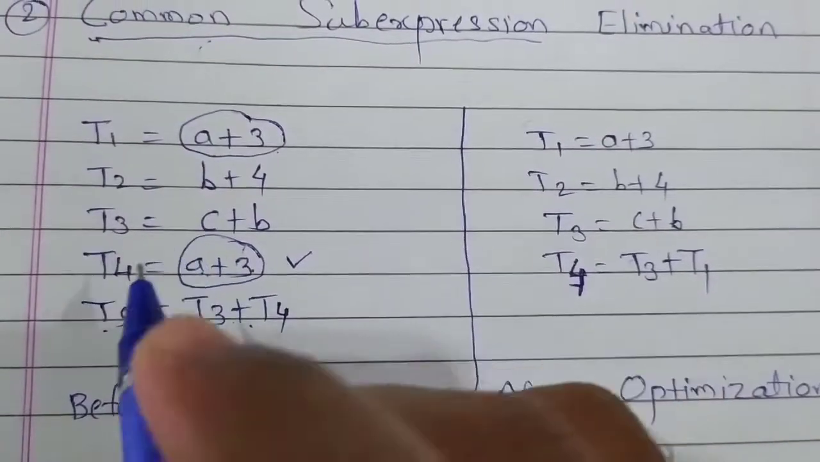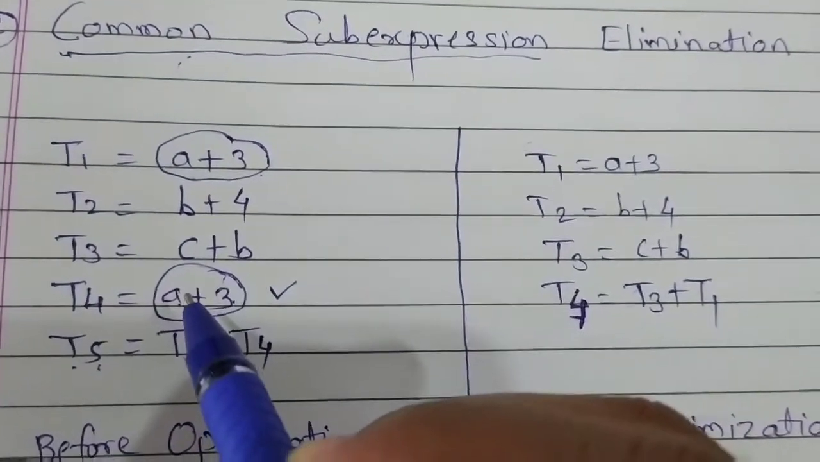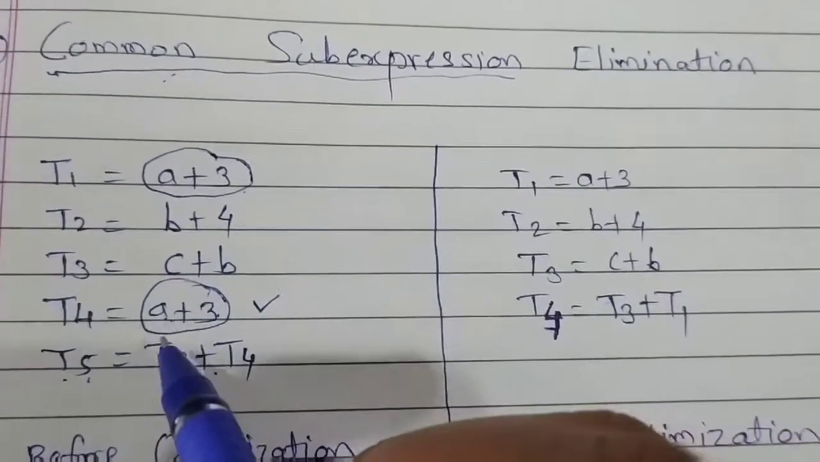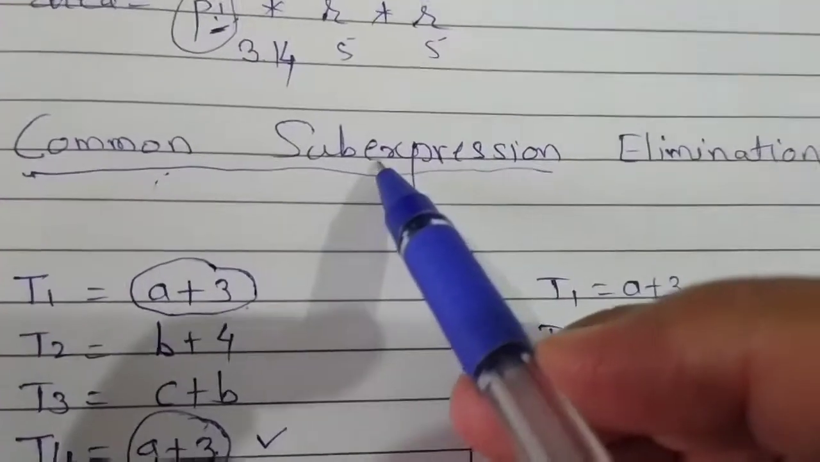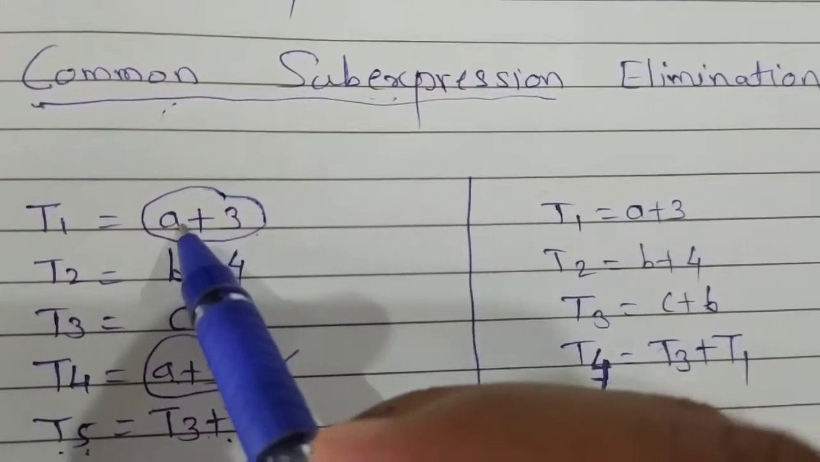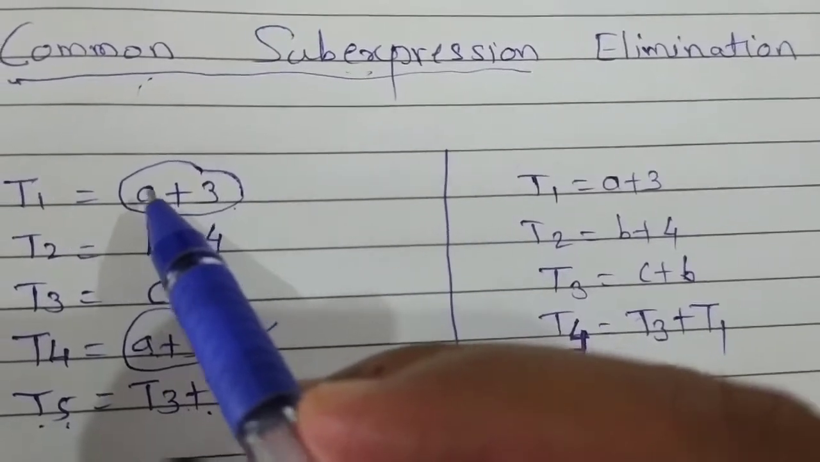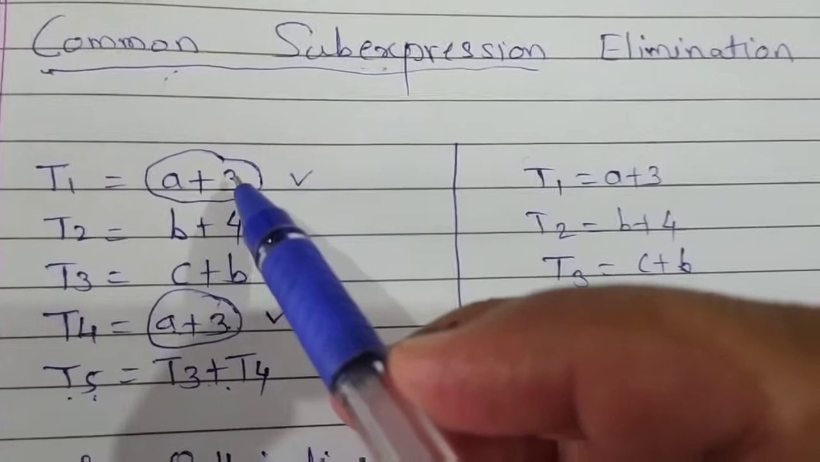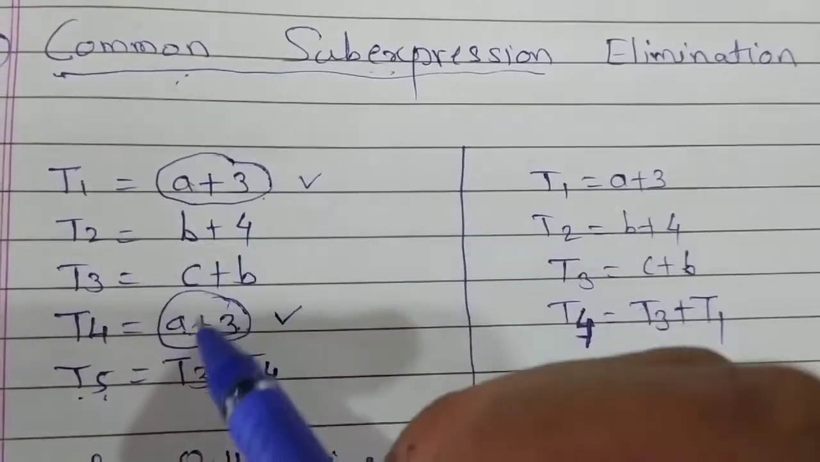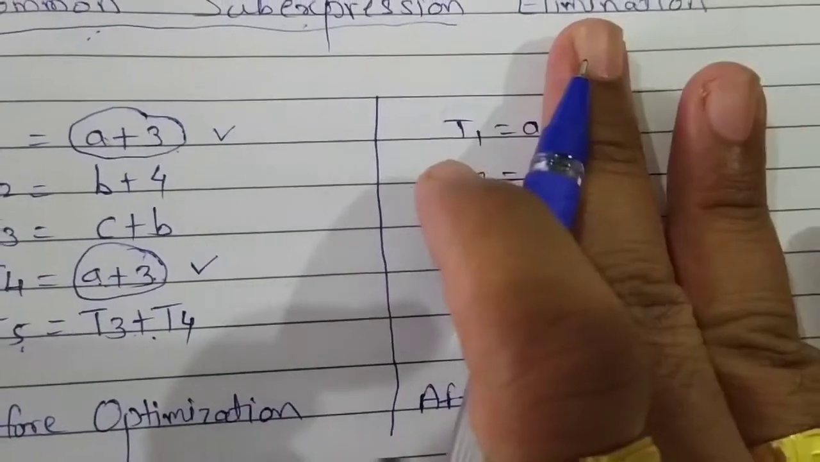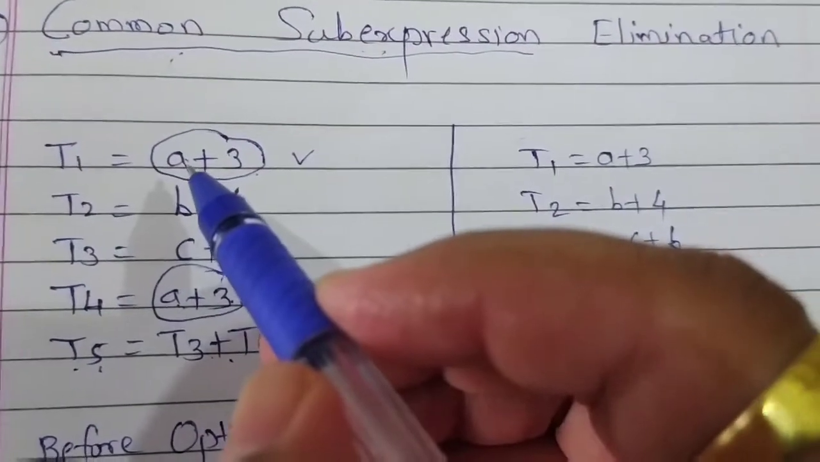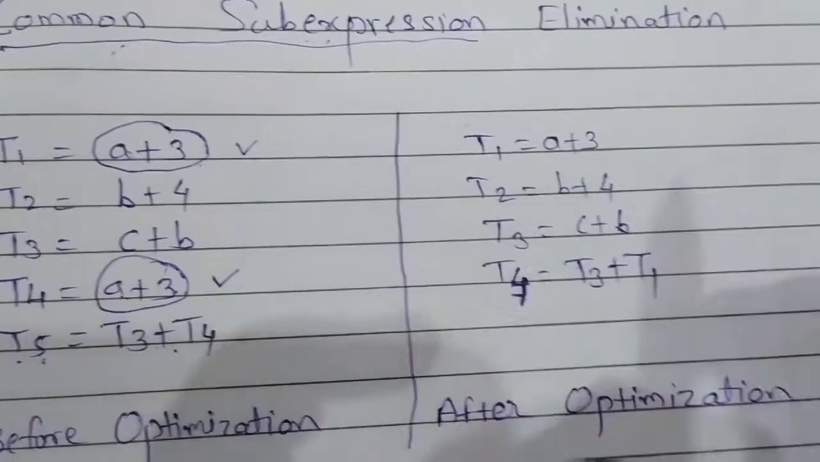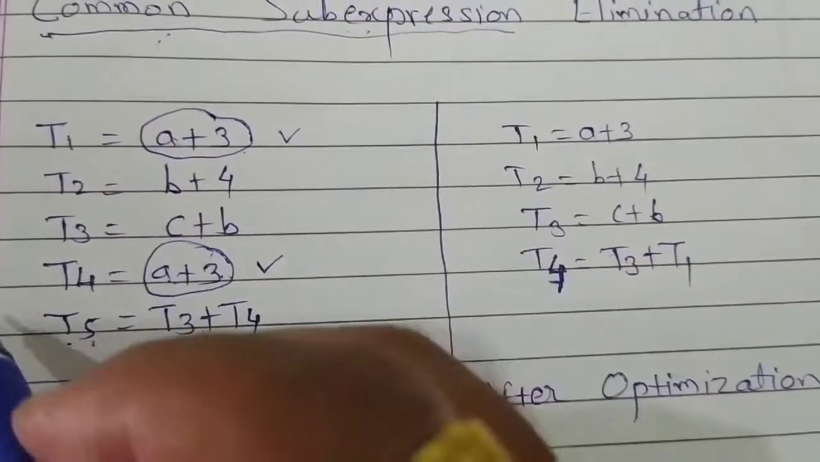But one thing we have to remember, here value of a was never changed. Suppose we are changing the value of a, then it will not be called a sub expression. Here value of a was same for this expression as well as this expression. That's why it was a sub expression. But if you are changing the value of a, then we cannot optimize like this. But as there is no change in the value of a, instead of having two expressions, we can have only one expression, and we can avoid this.